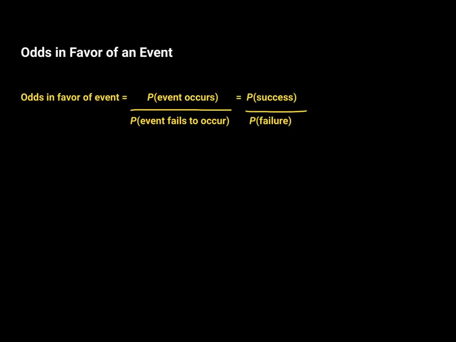Although odds are generally given against an event, at times they may be given in favor of an event. Now, when the odds in favor of an event are expressed, they're expressed as a ratio, and it's the probability of success to the probability of failure.